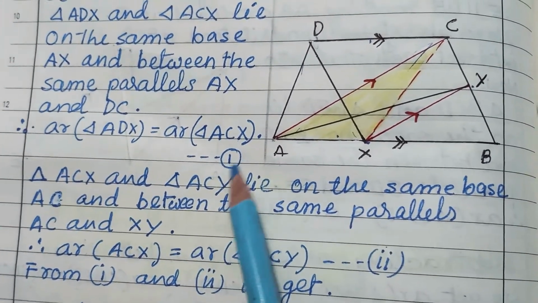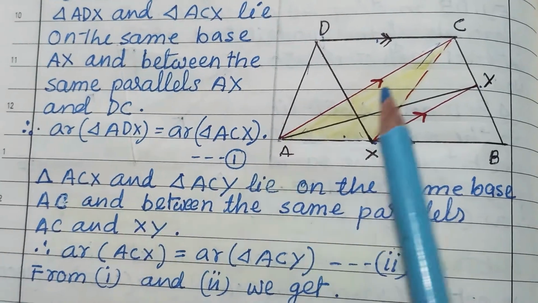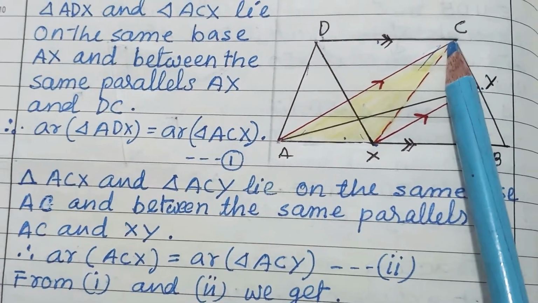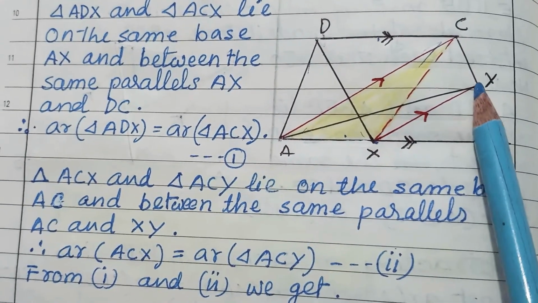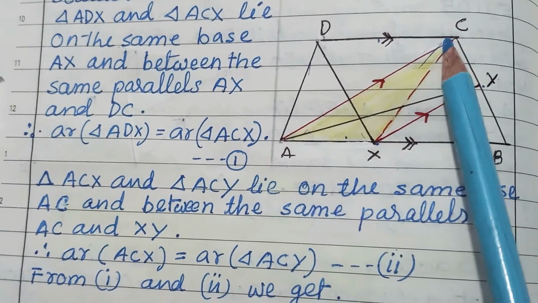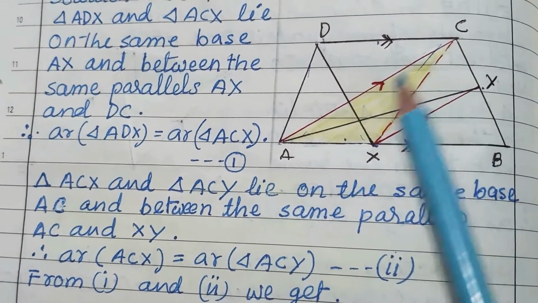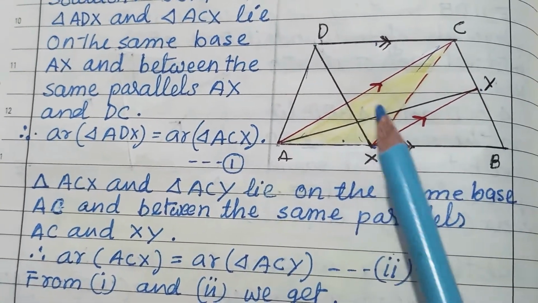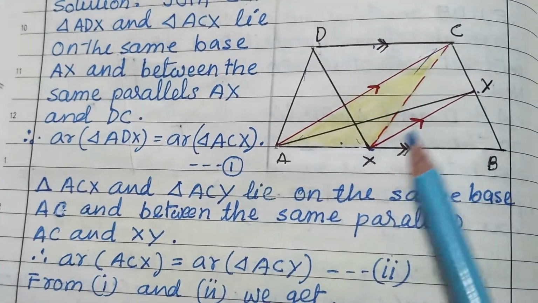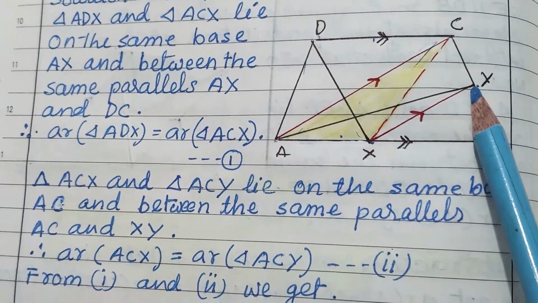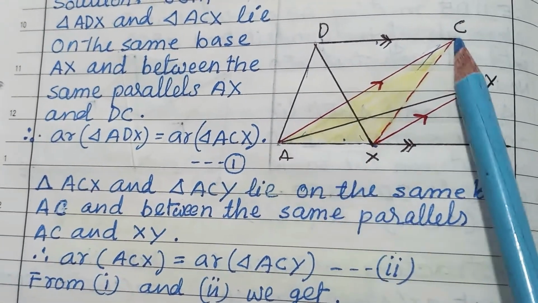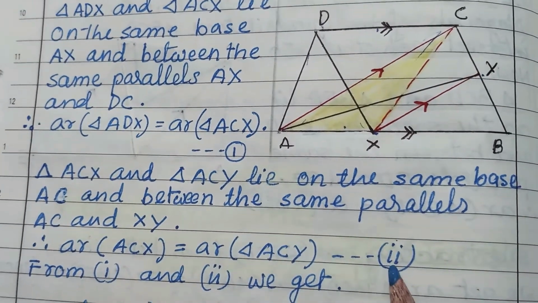Now, from here, triangles ACX and ACY, these two triangles, the yellow triangle and this one, are on the same base AC and between the same parallels AC and XY. Therefore, area of triangle ACX is equal to area of triangle ACY. Got it? It is the second relation.